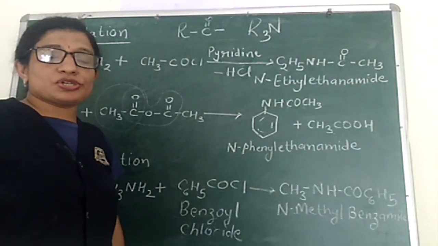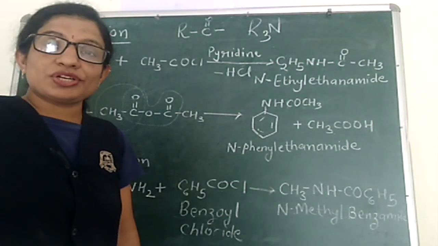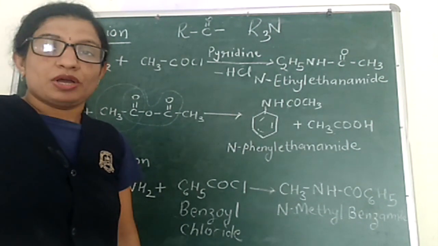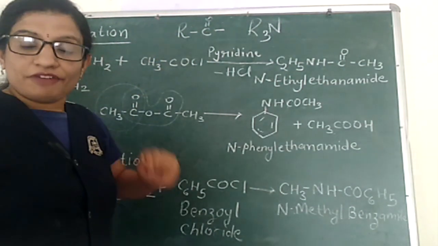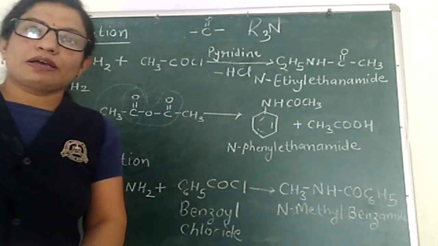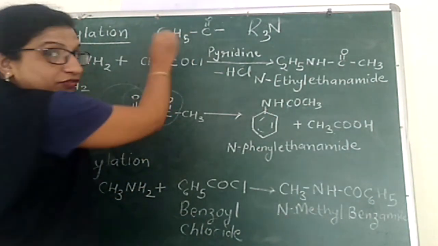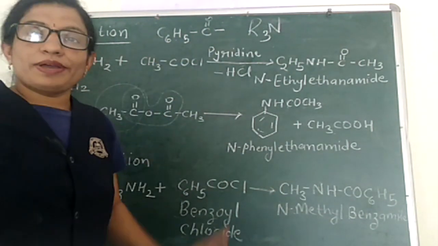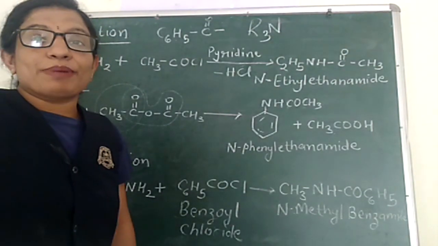Now the next equation, it is similar to acylation, that is benzoylation. Just like acylation, benzoylation is the replacement of a hydrogen atom by a benzoyl group. What is a benzoyl group? See, RCO is the acyl group. If in this acyl group, in place of this R, there is a C6H5 group, it is the benzoyl group. C6H5CO is the benzoyl group. So benzoylation is replacement of a hydrogen atom by a benzoyl group.